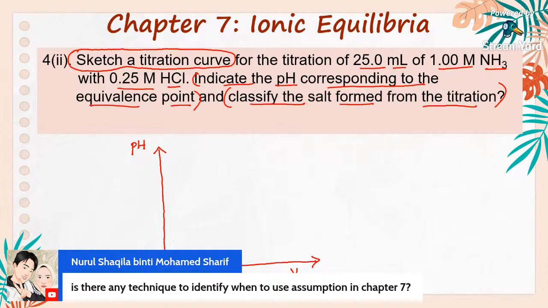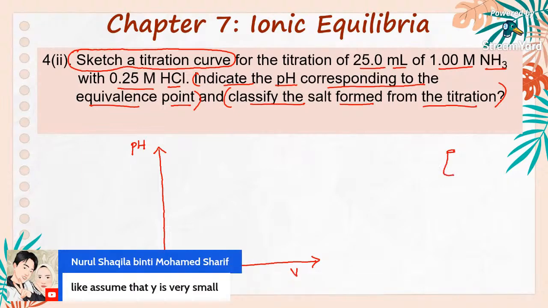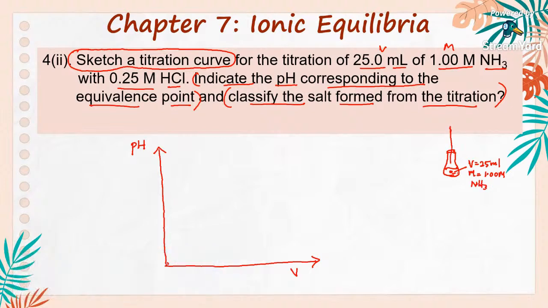Maybe you can sketch for yourself and see here. The titration is between 25 ml volume and concentration of ammonia, so this is going to be in your conical flask: volume of 25 ml and concentration of 1 molar. This is ammonia. What is going to be in the burette, which is your titrant, is the HCl, 0.25 molar.